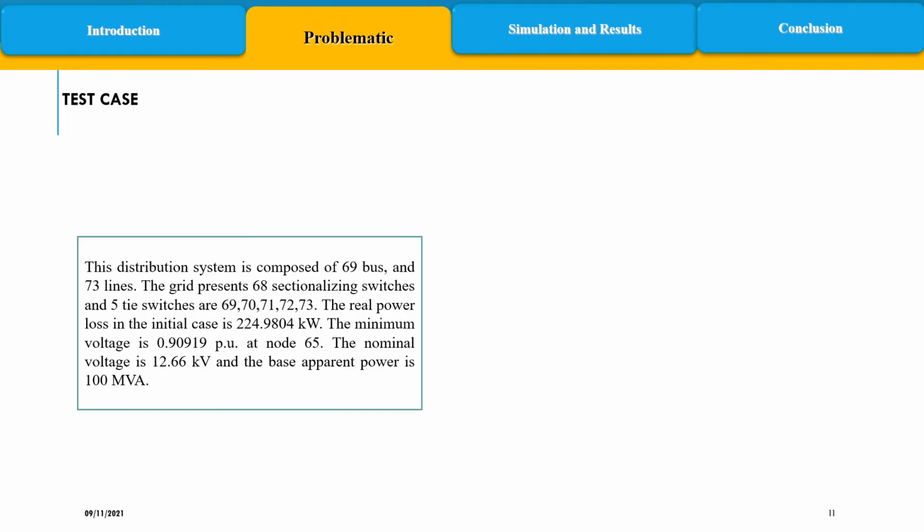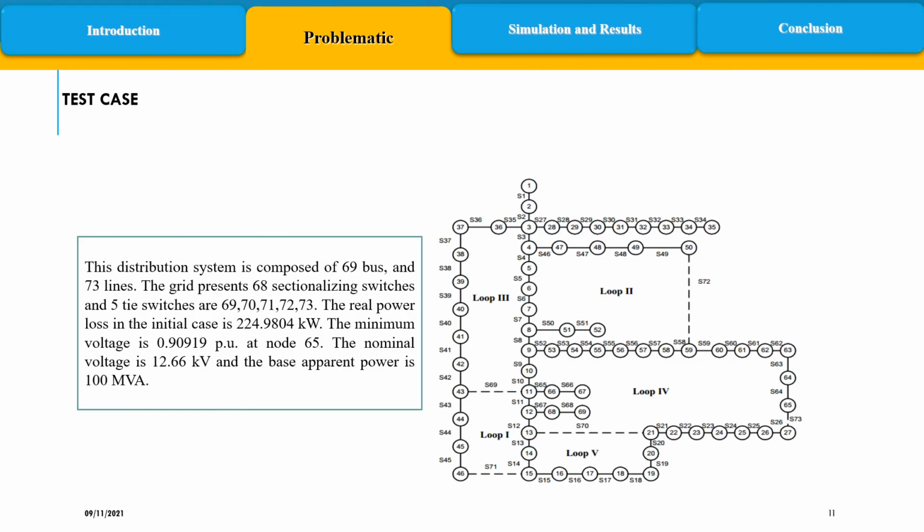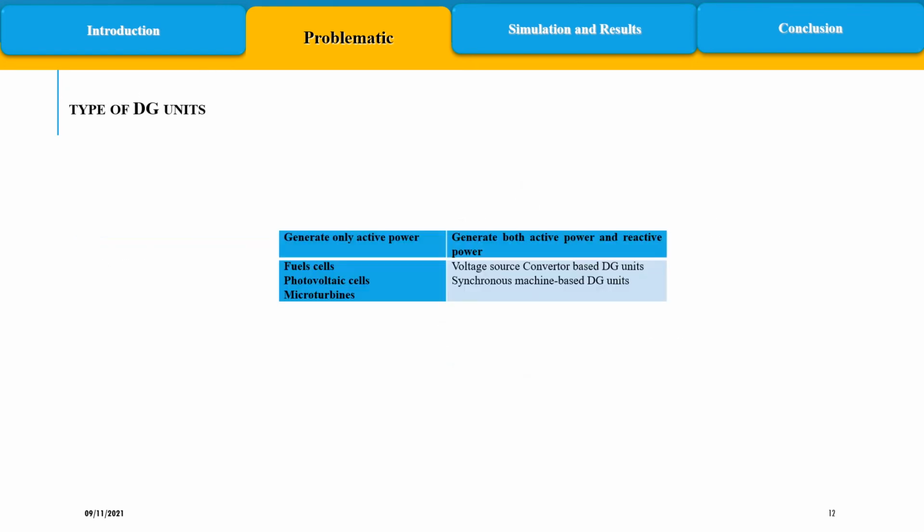To test the performance of our study, we use a distribution network composed of 69 buses. And we will try to inject 2 kinds of distributed generation: distributed generation that generates only active power, and distributed generation that generates both active and reactive power.